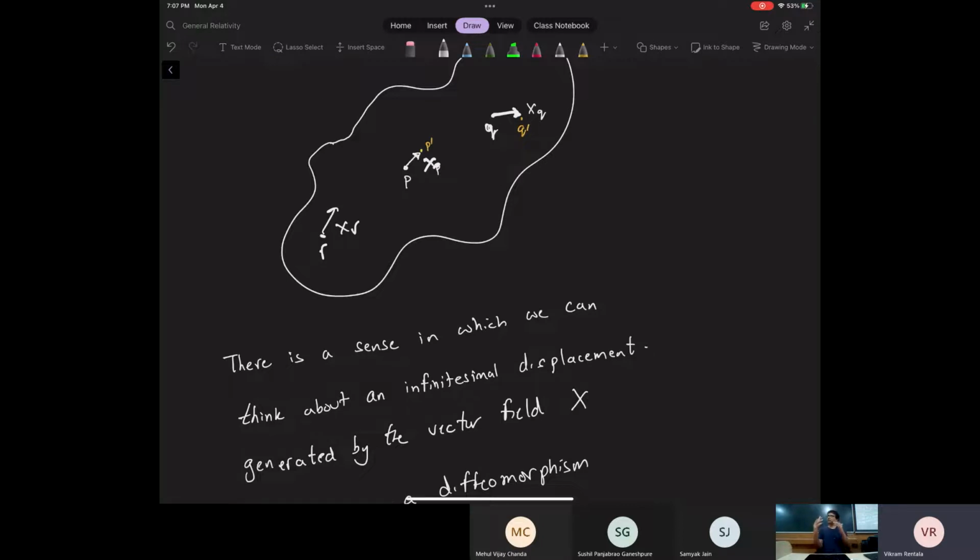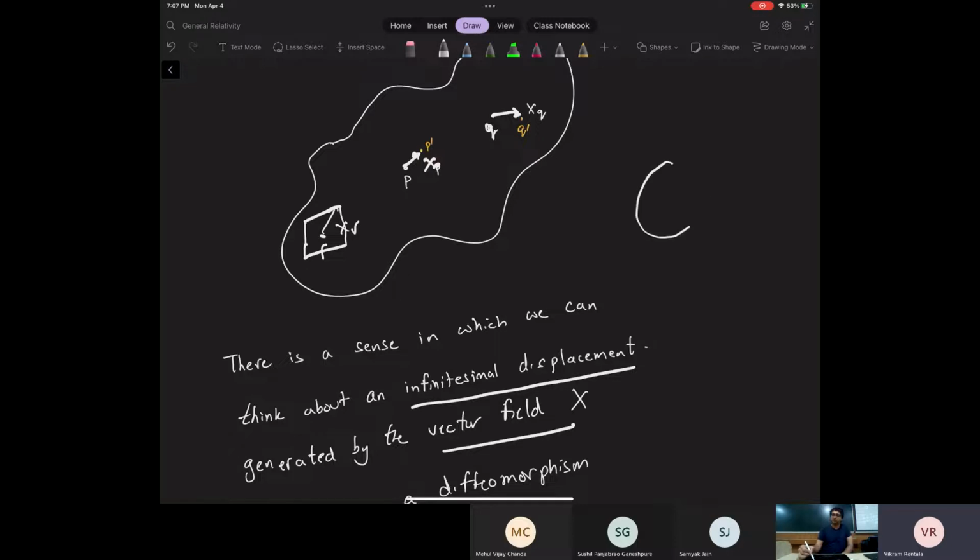Now, something I told you at the beginning of the class, but we didn't show rigorously, is that there is a sense in which we can think about an infinitesimal displacement generated by the vector field X. That seems a bit strange, because really the vectors X live on the tangent space. They don't live on the manifold themselves. But for infinitesimal displacements, you can think about going along the manifold in the direction of the tangent vector. I'm not showing this rigorously, just giving you an intuitive idea.